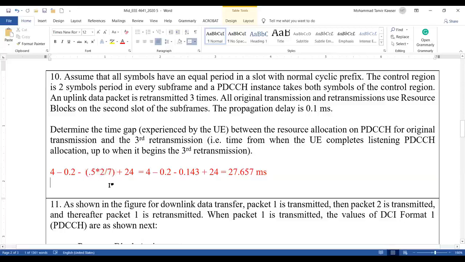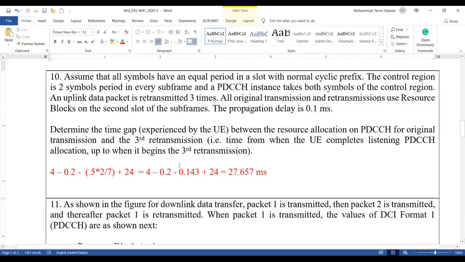Now the total delay, I mean from the reception of your PDCCH. Once you get PDCCH, read PDCCH, then you know that there is an allocation. From there you start preparing your packet, and then you transmit your original, and then first, second, and third retransmission. So it says that you should calculate the time gap until you begin the third retransmission.